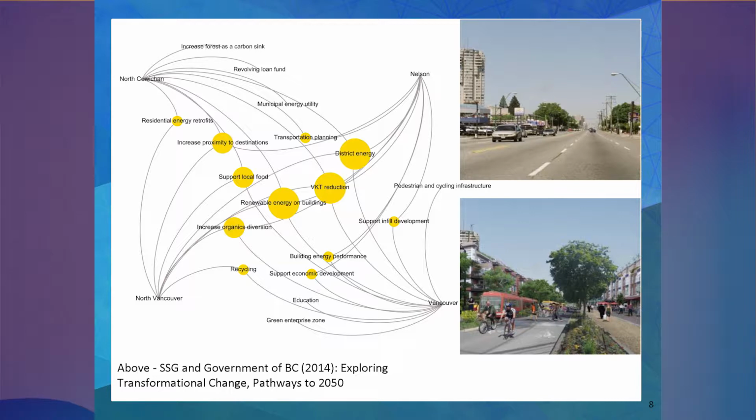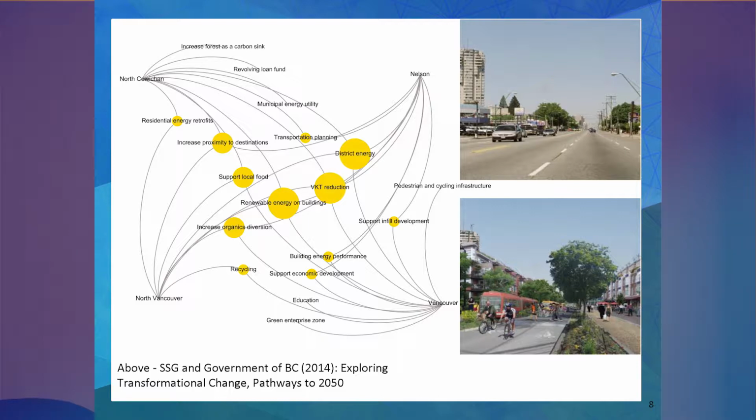VKT, or vehicle kilometers traveled, was second, along with renewable energy on buildings. So there's a lot of elements here that you can see. The big 3 are focusing on making the center core of your neighborhood and or city district energy friendly.